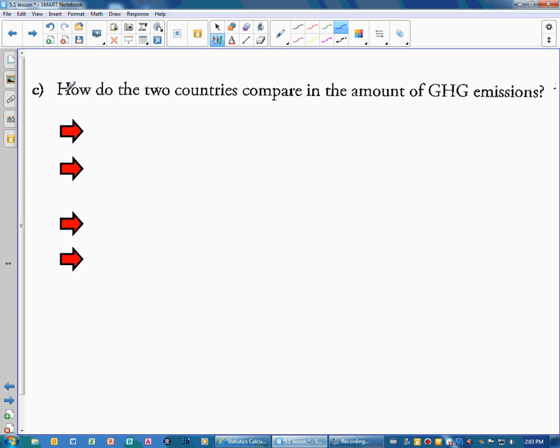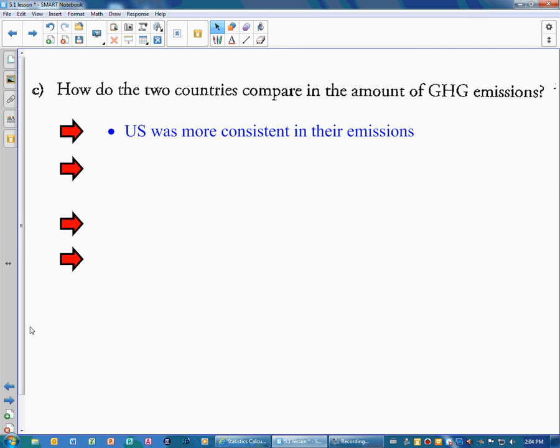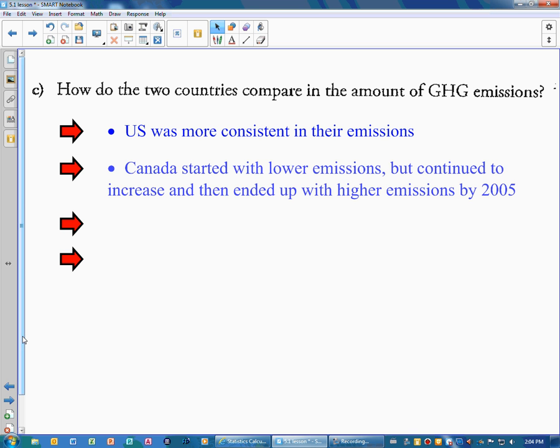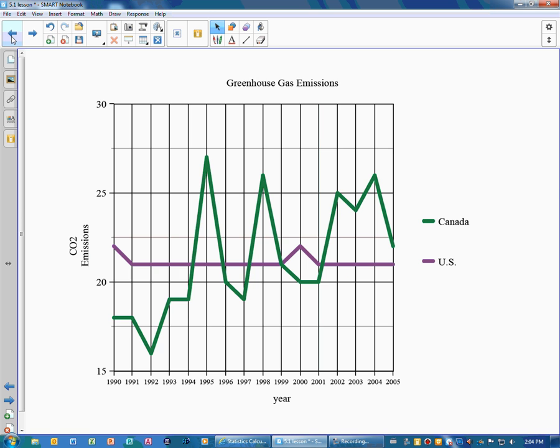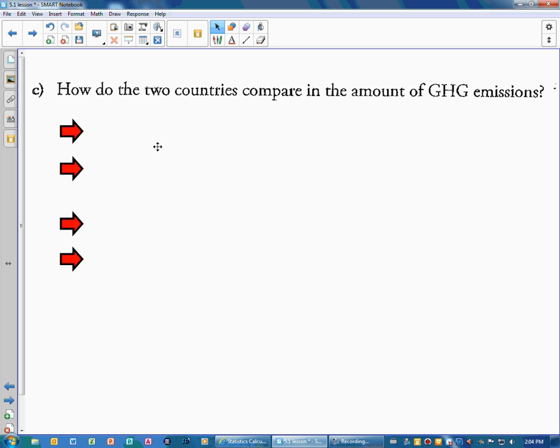And then C says, how do the two countries compare in the amount of greenhouse gas emissions? Okay, so the first thing I said is the US was considerably more consistent in their emissions than Canada was. Canada started with lower, which is a good thing, right? We do want to have lower greenhouse emissions, but we kept increasing, and then we ended up with higher emissions by 2005. So even though Canada started off lower, we ended up higher than the US, which is not good. So there's that to keep in mind.